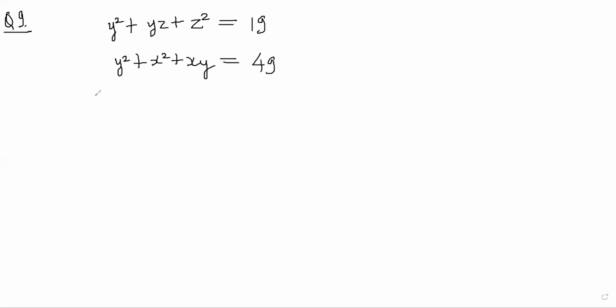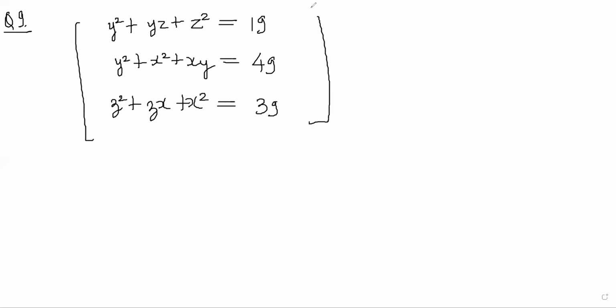Question number 9. Again, we have to solve a system of equations. We have y square plus yz plus z square is equal to 19, x square plus xy plus y square is equal to 49, and we have z square plus zx plus x square is equal to 39, and we have to solve this system of equations again, right? Take a moment, think about what you will do here.